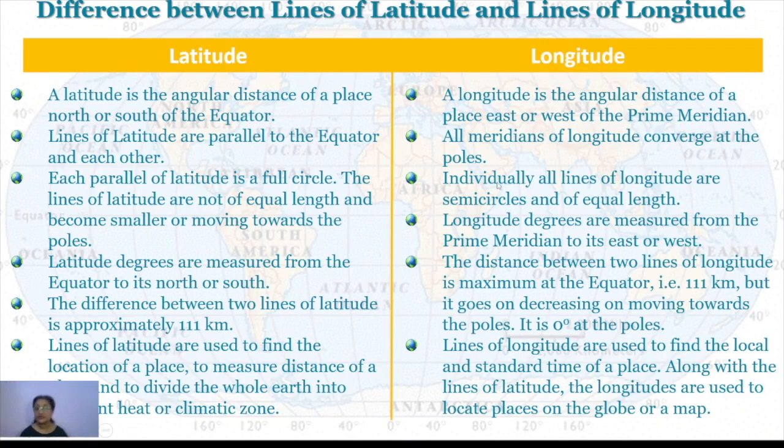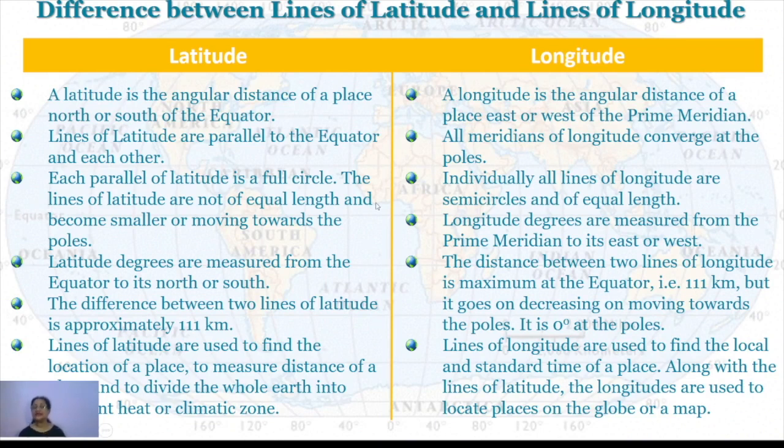But what about the longitudes? Individually, all lines of longitude are semicircles. They are forming a part of the circle. So an individual longitude is just a semicircle. And all the longitudes are equal in length. Unlike the latitudes, these all are equal in length.